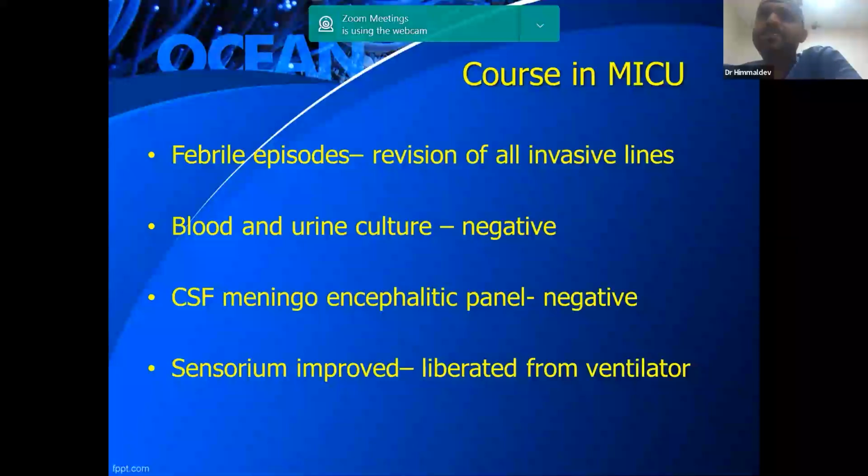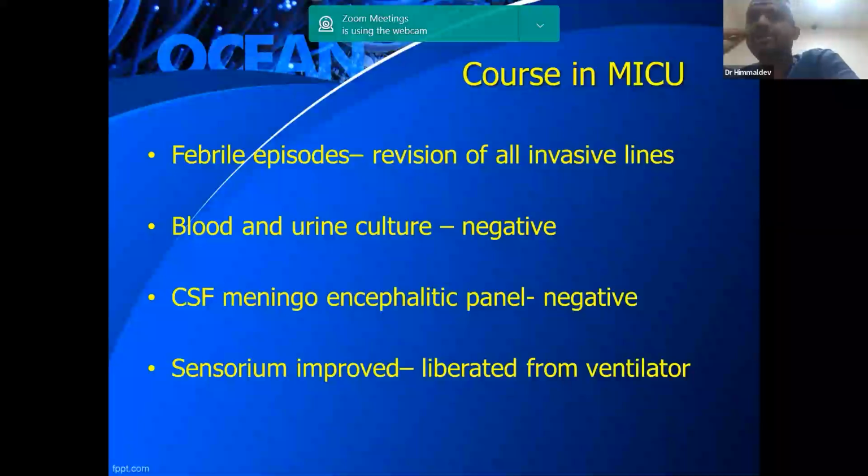But later, he used to have some fever episodes. So what we did was we revised all his lines, because whenever the patient is in ICU, on a ventilator, with a lot of lines, you always have to do a daily assessment of this patient. What is the reason for his newer infective episodes?